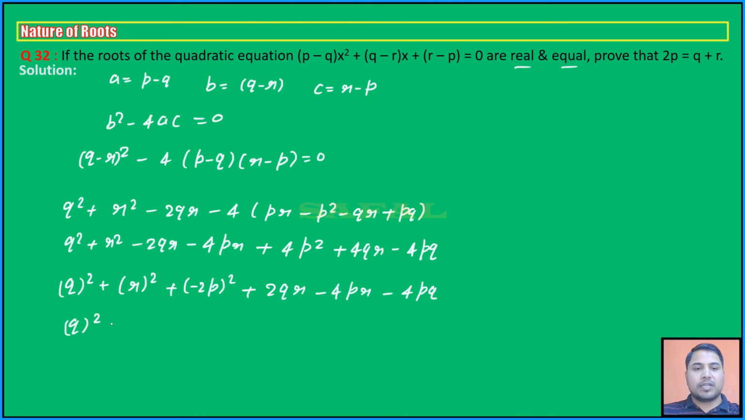स्क्वायर प्लस r स्क्वायर plus minus 2p the whole square. This is 2 into q into r. This is plus 2. I can write into r into minus 2p. So this is basically minus 4pr only, and this I can write again plus 2, that is minus 2p into what?